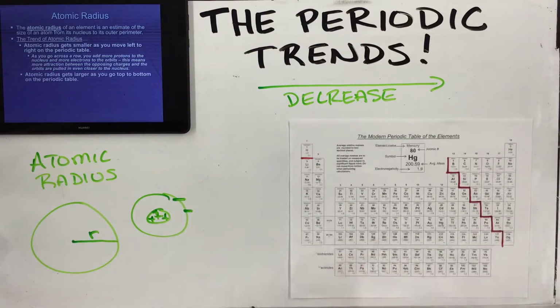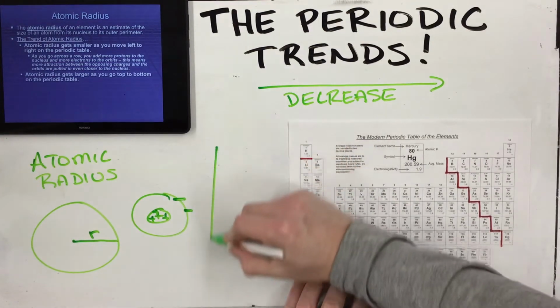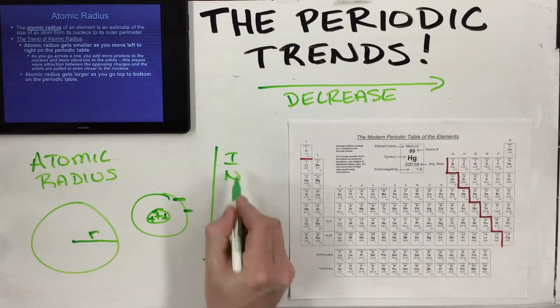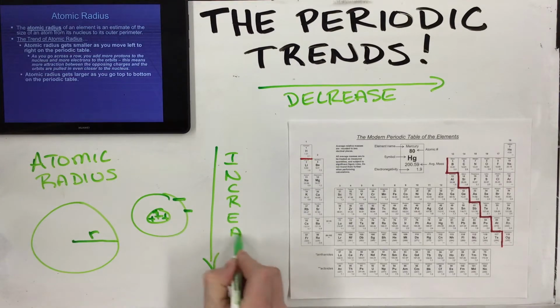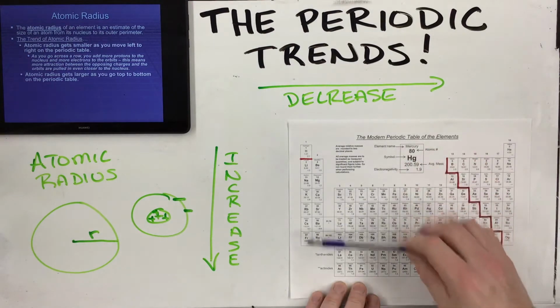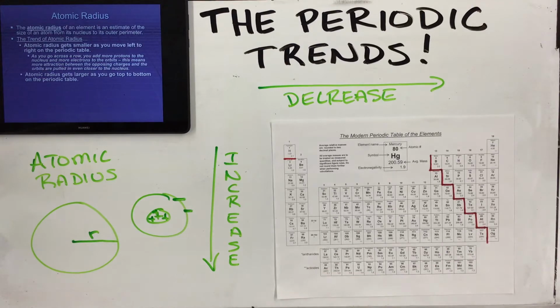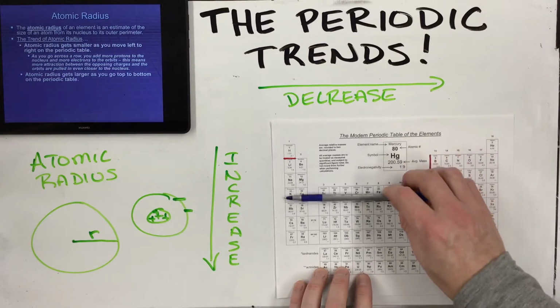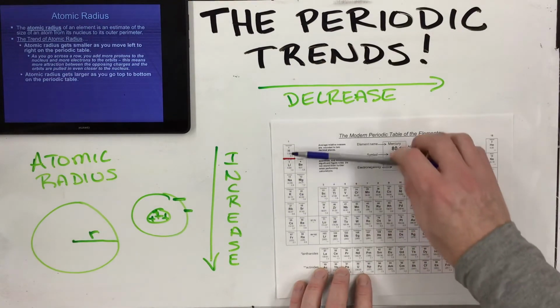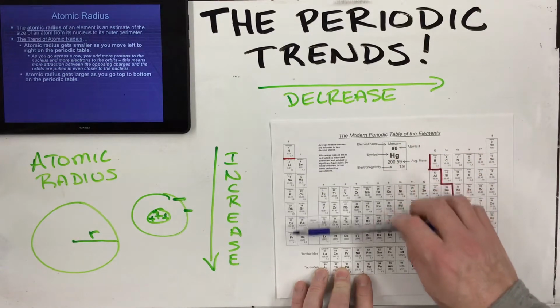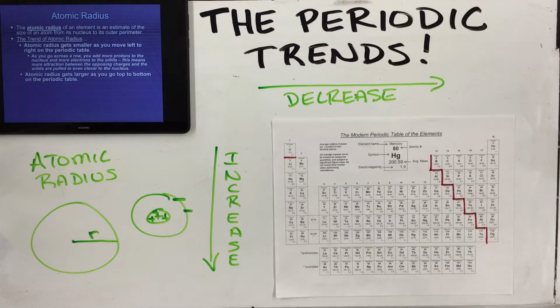Now, what happens as we go down a group or family, one of the columns? Well, the atomic radius is going to increase. The reason why it increases is that as we go down one of these groups or families, it doesn't matter which one, what we're doing is adding more and more shells. Each horizontal row or period is a shell. So hydrogen has 1 shell, lithium has 2 shells, sodium 3. So as we go down, we're adding more shells or orbits or energy levels.